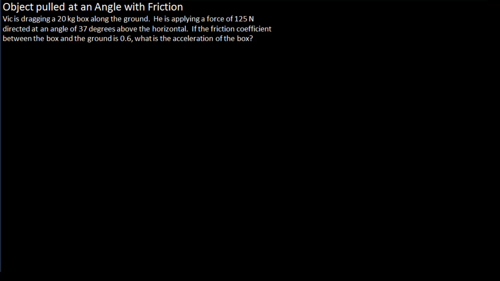So let's start by drawing a free body diagram. Our box. The forces acting on it are, we have Vic's force, I'll call FA, of 125 newtons. We have the gravitational force between the box and the earth. We have a normal force between the surface and the box, and we have a friction force between the surface and the box.